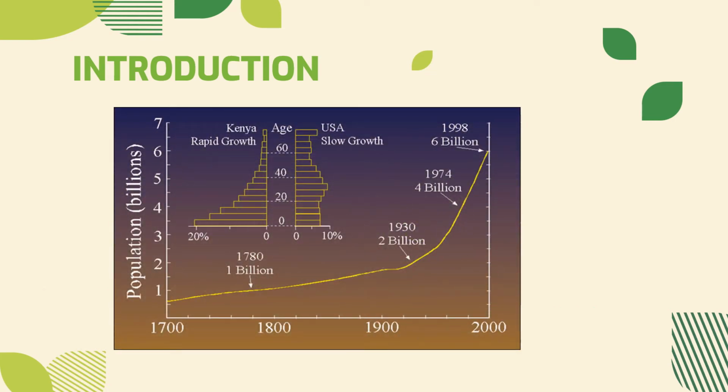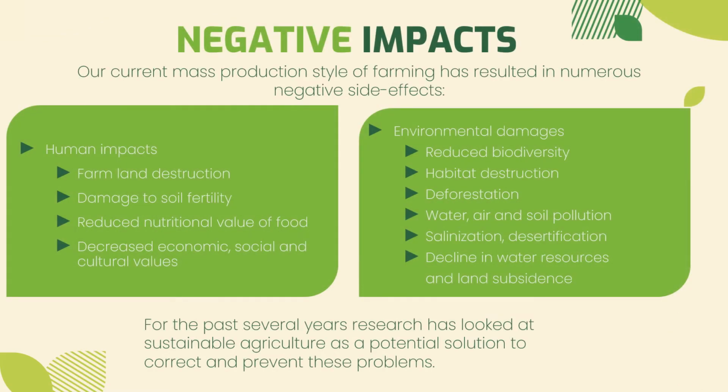So here's a graph showing the difference between the growth of Kenya, a less developed country, and USA, which is a developed country. So we learned that this mass production leads to many negative impacts. So let's see that. Human impacts.